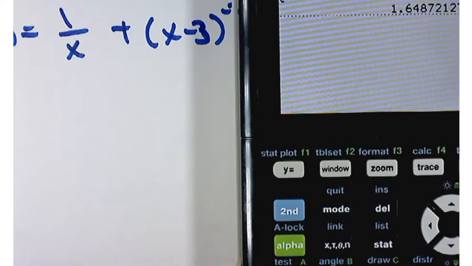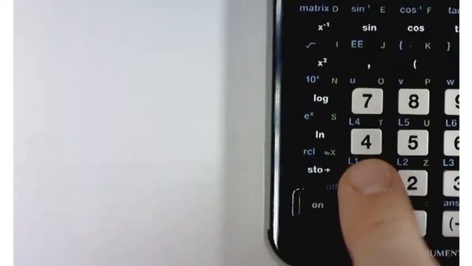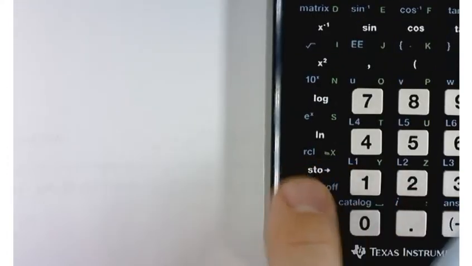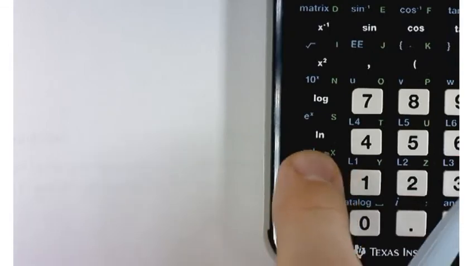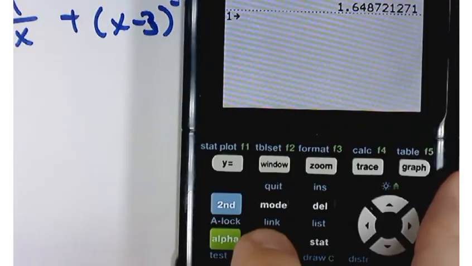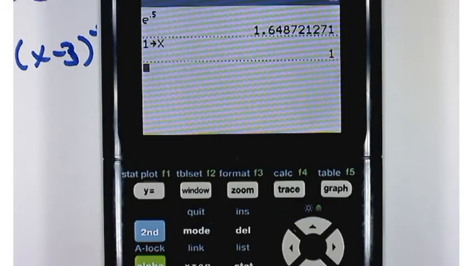So let's take 1 and store it in x. The store key is right to the left of 1. Store in x like that. That's our initial guess. We need to store that. But then we're going to take that initial guess, x, and modify it. The way you modify it is you subtract the value of the function divided by the value of its derivative. And we can put those in this way.